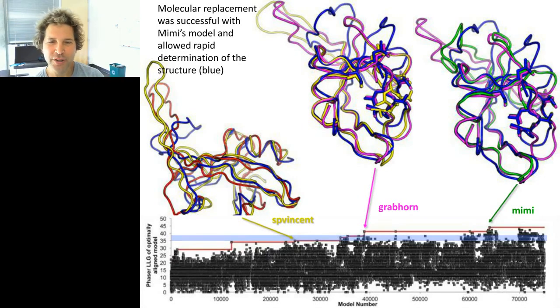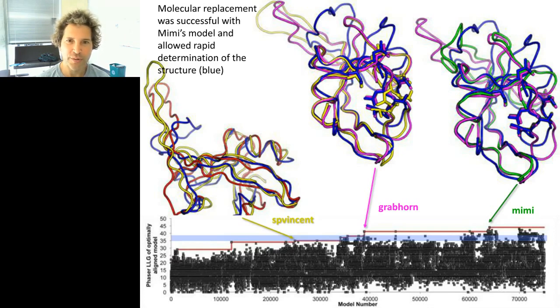To give away the punchline, the FoldIt players were able to solve the structure. It's shown in blue here. It wasn't known before. And FoldIt players form teams. It's really cool here. In this case, the first player started with this. We had a rough model which we knew wasn't right, in red. We gave that to them, and you can see it's quite different from the blue model. The first player, SP Vincent, produced the yellow model, which is quite a bit better than the starting red model.